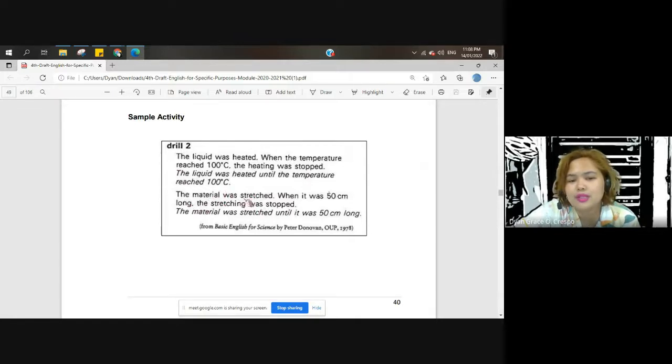The material was stretched. Tingnan niyo yung parallel. Parallel sila. Oh. When it was 50 cm long, the stretching was stopped. So, when the temperature reached 100 degrees, the heating was stopped. The liquid was heated. Ito, the material was stretched until it was 50 centimeters long. As you can see, this is a sample of a drill. Uulit siya. Parang inuulit-ulit lang natin siya. Same sila, so that the students could understand the sentence pattern.